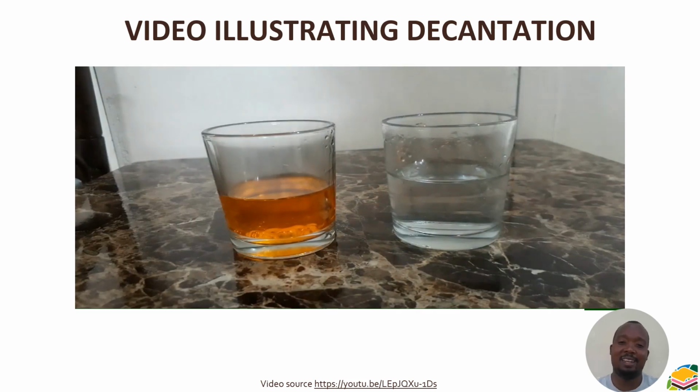As you can see here, this is beautiful because now we have water and cooking oil. So we have separated the two, and the whole process is known as decantation. So this is nice, this is straightforward. It can be used on a larger scale, the way we have seen it.